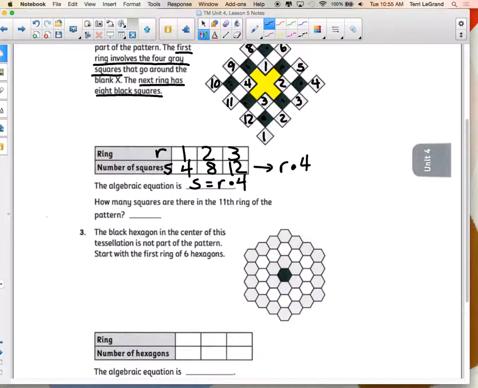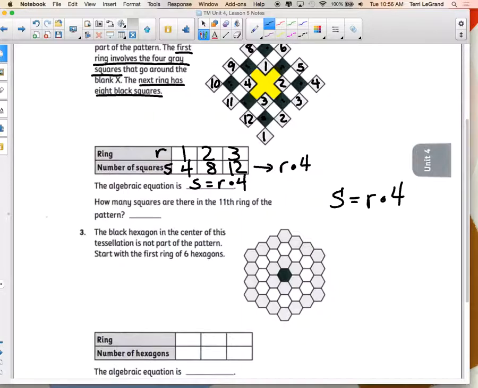So now it says, how many squares are there in the 11th ring of the pattern? So what kind of work would we show? How does our work start, first of all? Harley, how does our work start? S equals R times 4. Good job. Write our equation. Now what are we going to put? It's our next line that we're going to show.